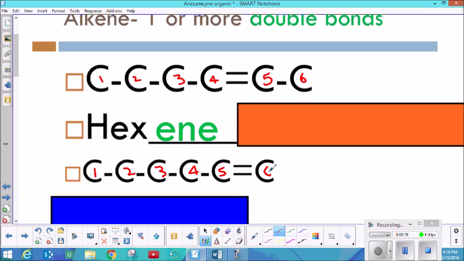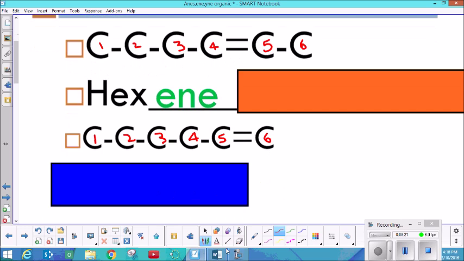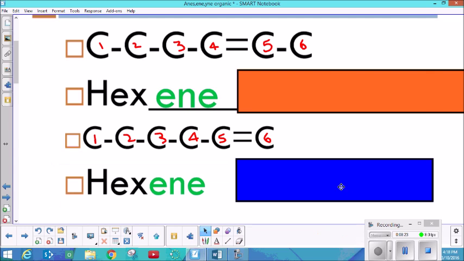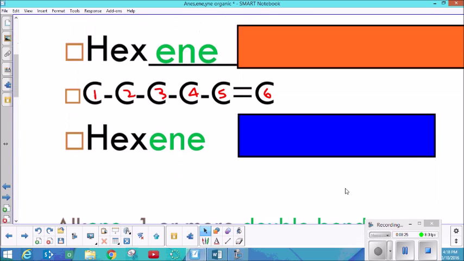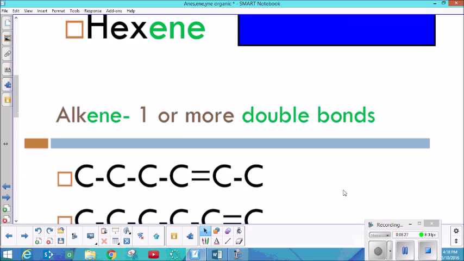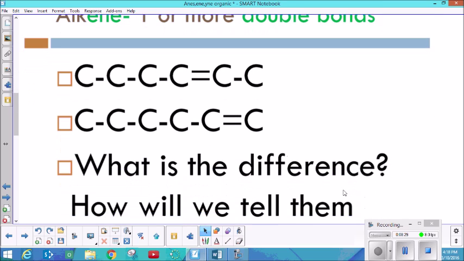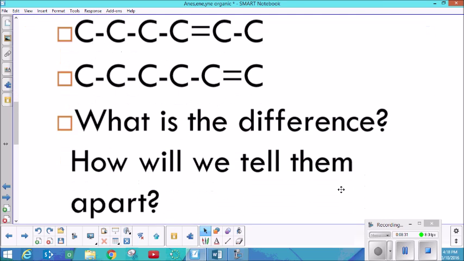1, 2, 3, 4, 5, 6. That would make this also hexene. So what's the difference between those two bonds? Well, of course, where the double bond is located is the difference. Here's where the double bond is on the first hexene we talked about, and here's where the double bond is on the second hexene. That makes them completely different compounds.